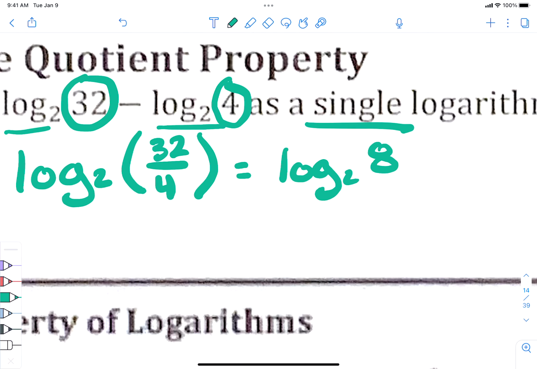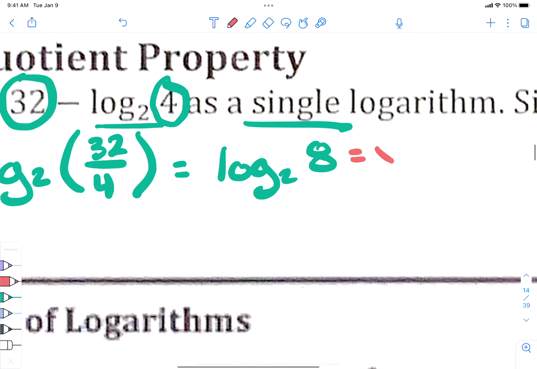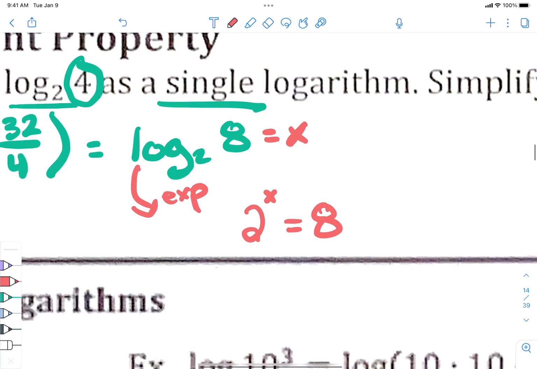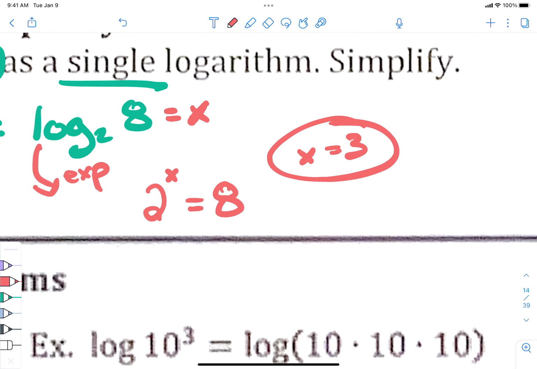Now they want us to keep going. How do we solve what log base 2 of 8 is? We set it equal to x first, and then we make it an exponential function, just like we were doing in section 6.4. That says 2 to the x power equals 8, and we know that x then has to be 3. Make sense? Can you zoom up?